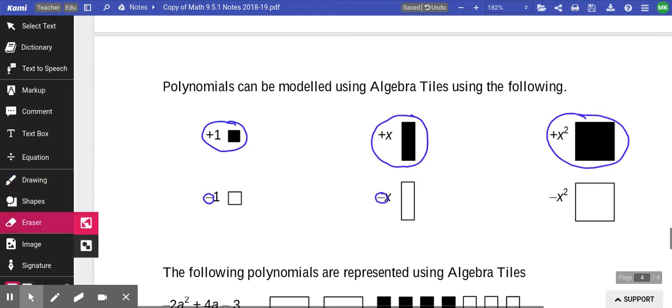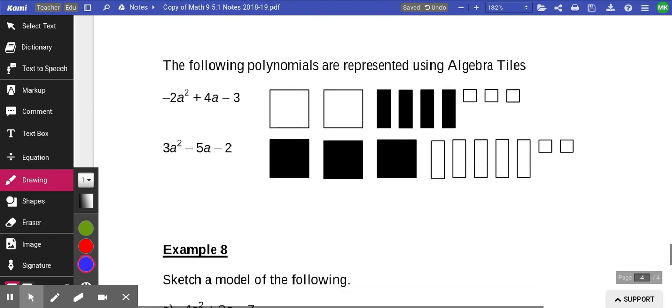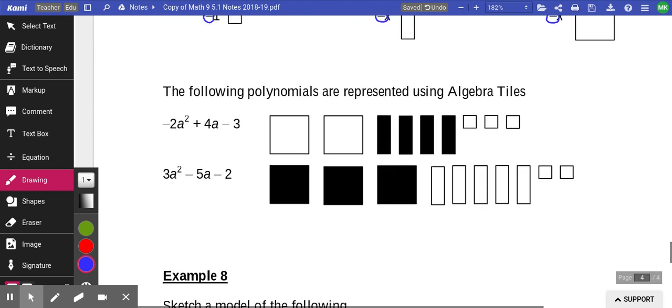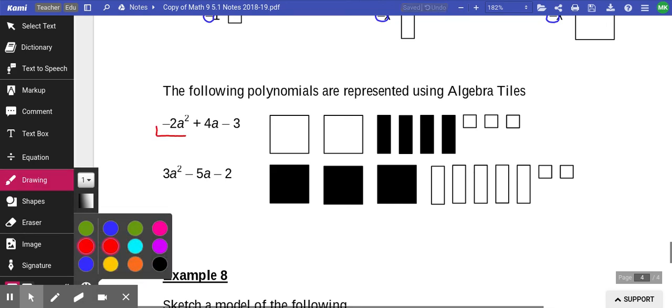That's fair. And if you look at the third one, it's not shaded in, so it's -x squared. That's how we're going to represent these things. So for instance, if you look right here, we have two polynomials, and they're both represented with algebra tiles. If I look at this first equation, that is -2a squared plus 4a minus 3.